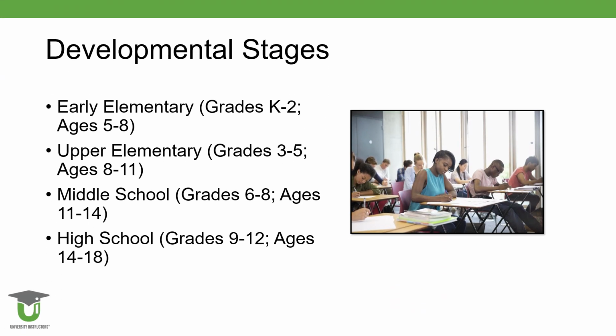Let's consider typical developmental stages according to age and grade band, defined as early elementary, grades K through 2, ages 5 through 8; upper elementary, grades 3 through 5, ages 8 through 11; middle school, grades 6 through 8, ages 11 to 14; and high school, grades 9 through 12, ages 14 through 18. What EF skills do students have at each of these stages that will help you better understand what they should be able to do and what may still be a struggle?